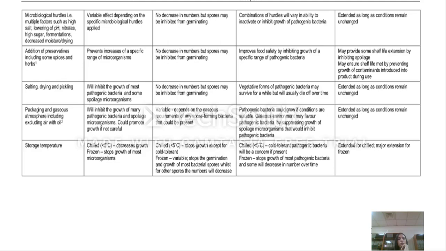Addition of preservatives will prevent the increase of microorganisms. No effect on spores, it will improve food safety, and may provide shelf life extension by inhibiting spoilage. Salting, drying, and pickling will inhibit the growth of bacteria, no effect on spores, better food safety, and extended shelf life. Packaging, MAP, modified atmosphere packaging, where you can flush nitrogen or CO2 to replace oxygen, will inhibit the growth of bacteria, variable on spores, enhance the food safety level, and extend shelf life as long as conditions remain unchanged.